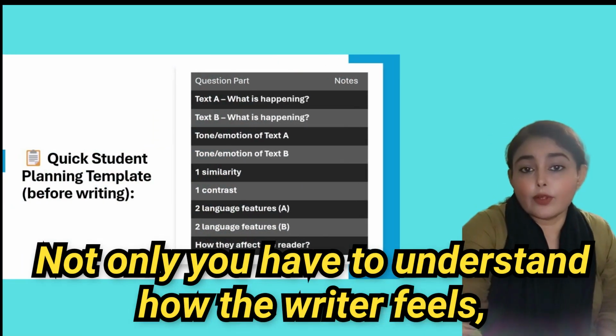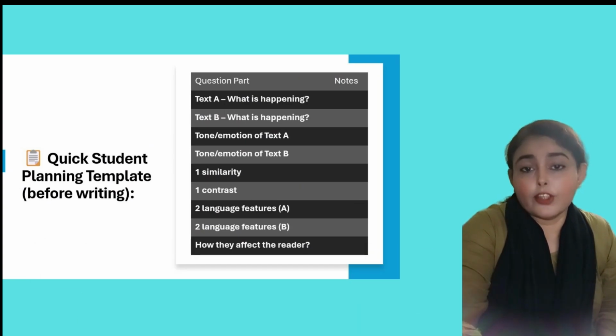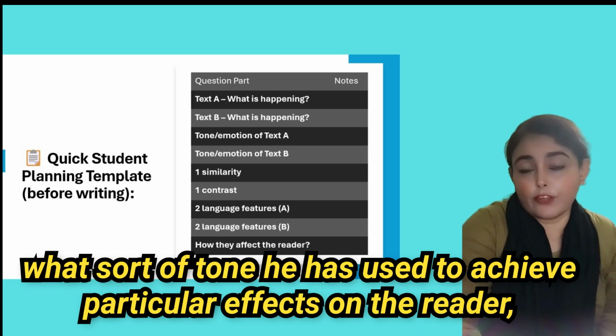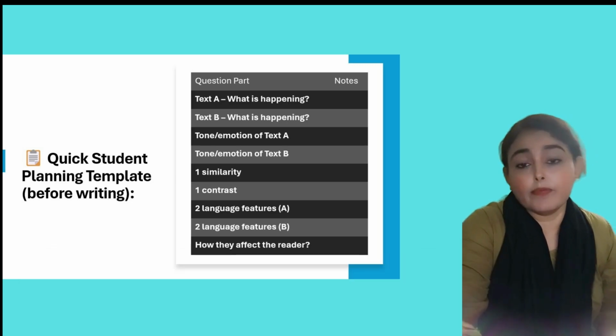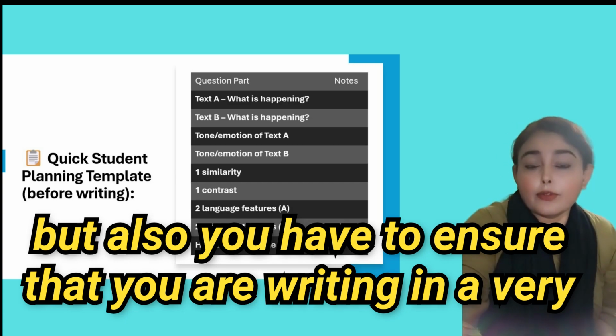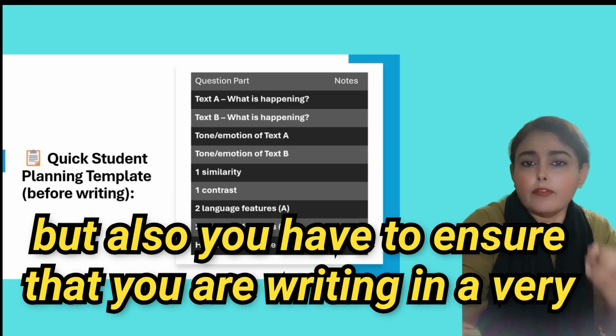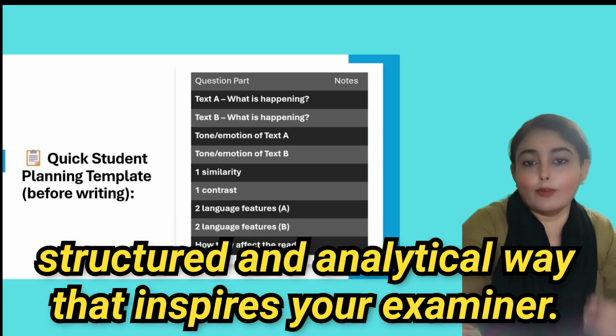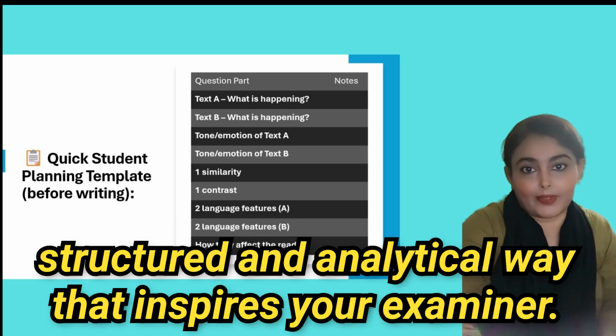Not only do you have to understand how the writer feels, what sort of language and what sort of tone he has used to achieve particular effects on the reader, but you also have to ensure that you are writing in a very structured and analytical way that inspires your examiner.